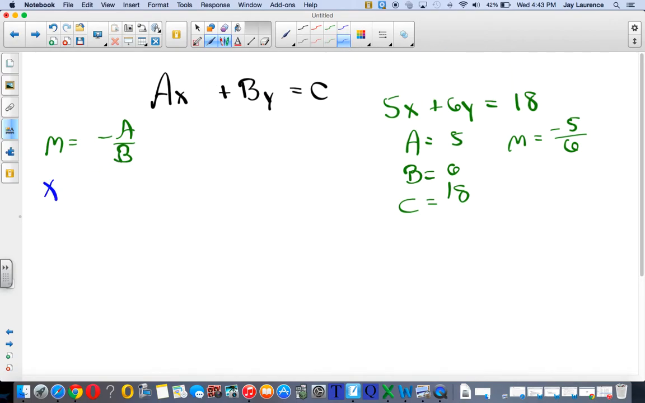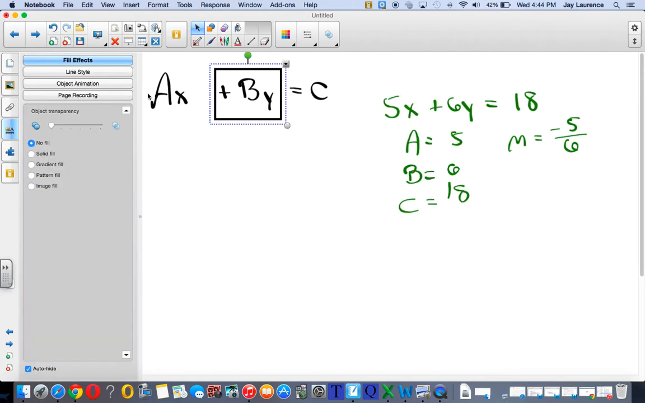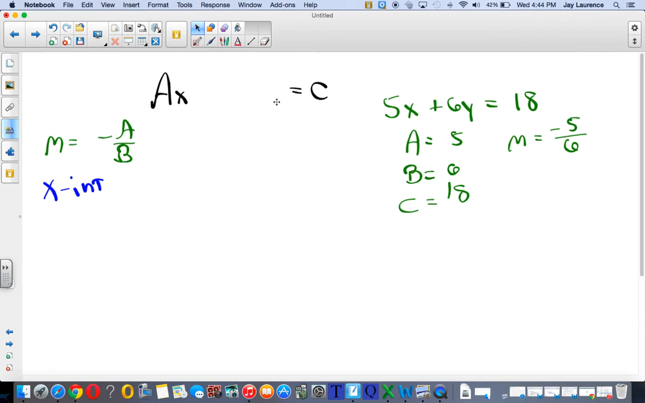All right, now the x-intercept, I need y to be 0, right? Well, if this is 0, don't I divide? Here, let me cover it up. Let me fill him in. Properties, fill, solid. We'll make it white. Line style, white. There we go. Wouldn't I get x alone by dividing c by a? The x-intercept is going to end up being c over a, 0.